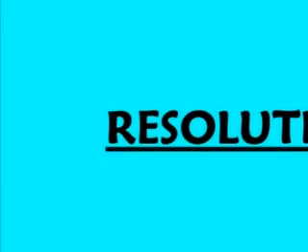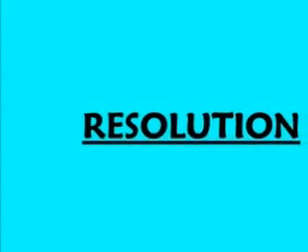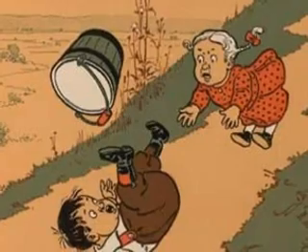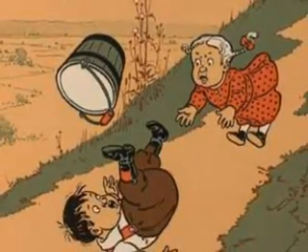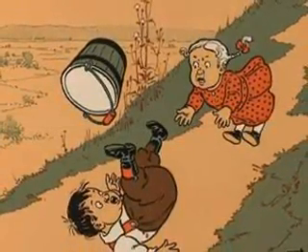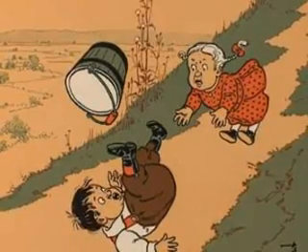Finally, the last element of the plot is the resolution. This is where the conflict is dealt with and the story comes to a reasonable ending. For Jack and Jill, this occurs when Jill comes tumbling after, most likely with the intentions of getting Jack some much-needed medical attention.